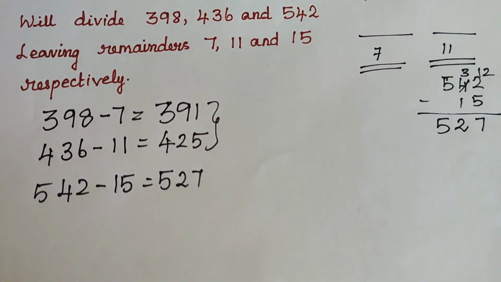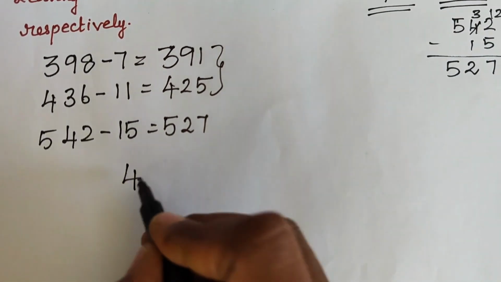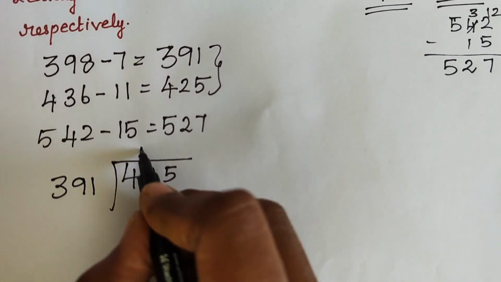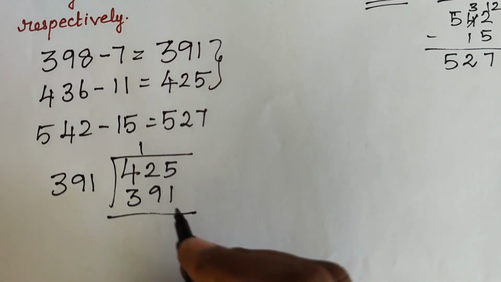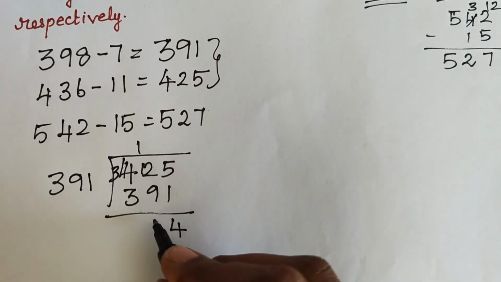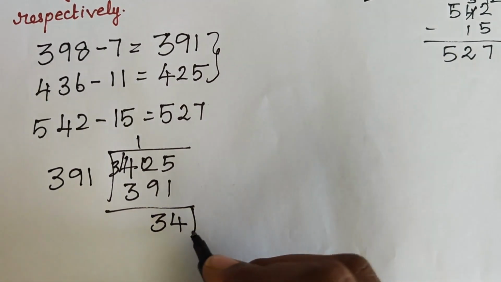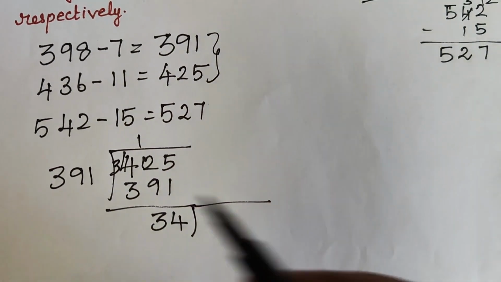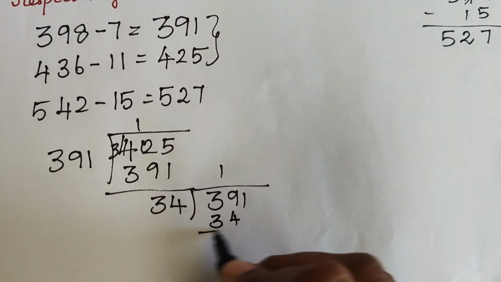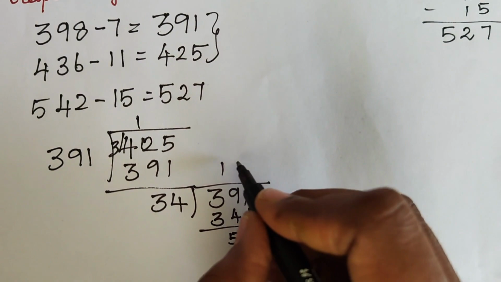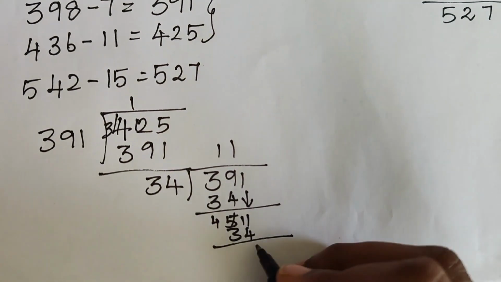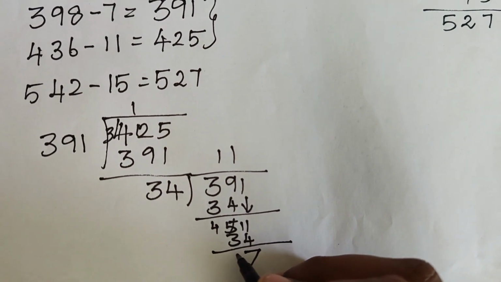I will find first HCF 1 of these two numbers. So we will get 425 divided by 391. One time 391, 34. Now 34 I make it the divisor. Bring down this 391 one time. 34, 51. Bring down 1. Again one time. 34. Now it's 4, 11. 11 minus 4 is 7. 4 minus 3 is 1.